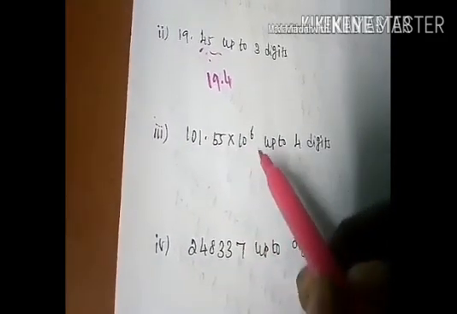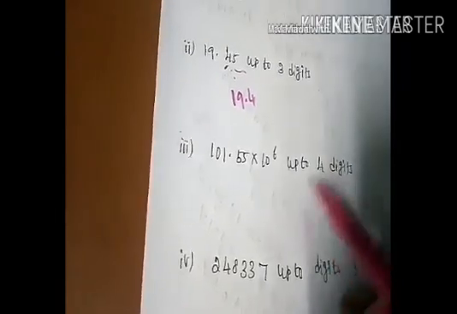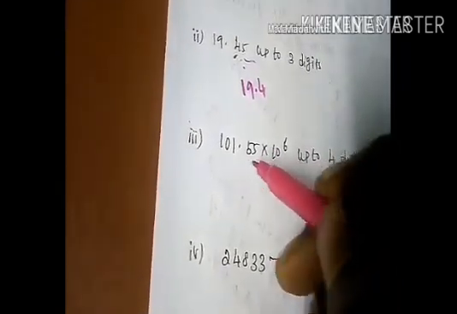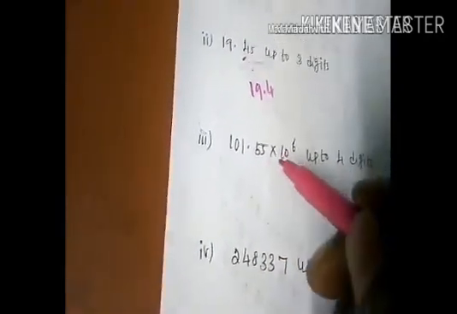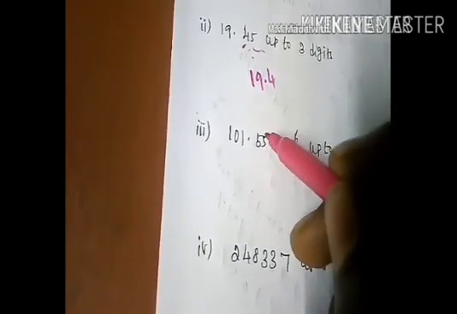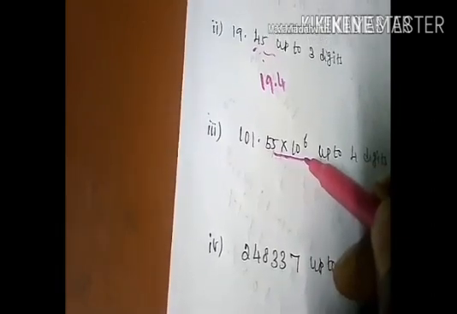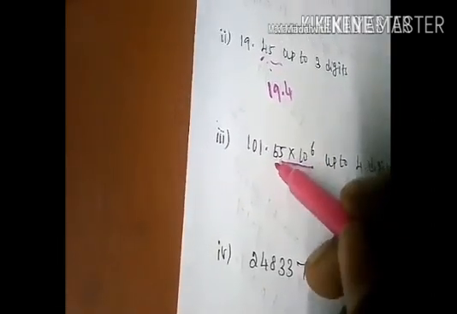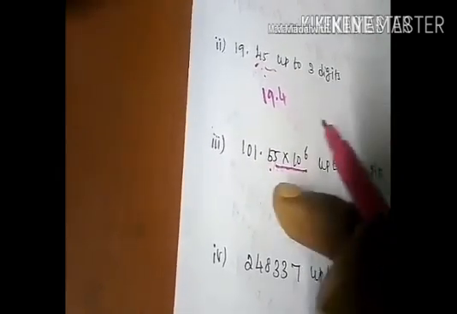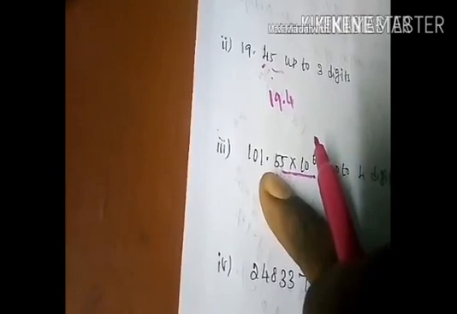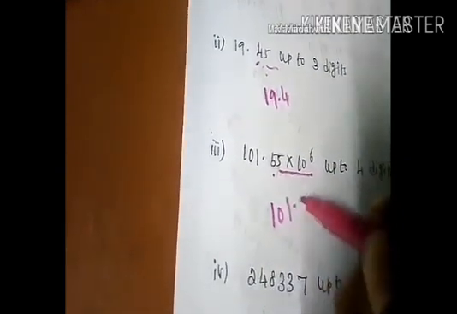Okay. Next one is 101.55 times 10 to the power 6 up to 4 digits. Here you need 4 digits, and you have 5 digits. If the last digit dropped is 5 or 5 followed by zeros, then the preceding digit is raised by 1 if it is odd. Here 5 is an odd number, so you can write 101.6.